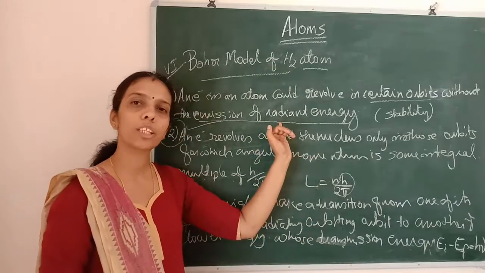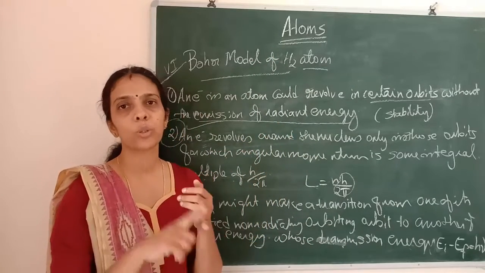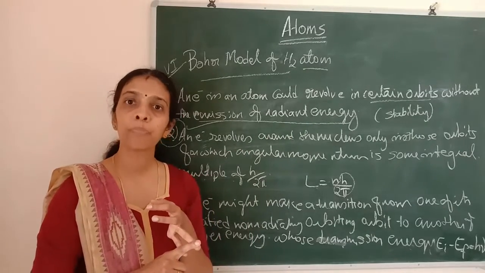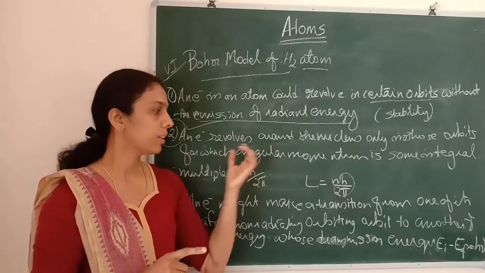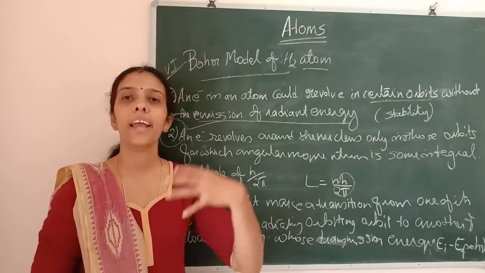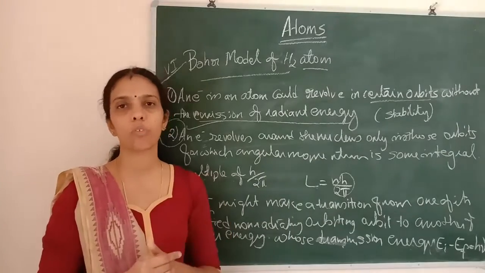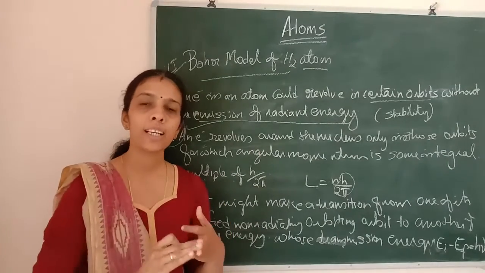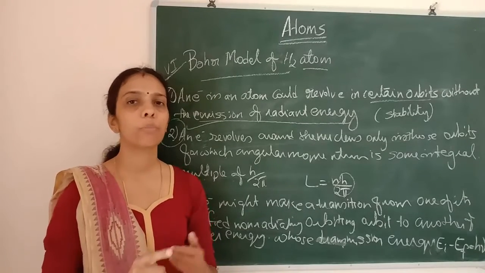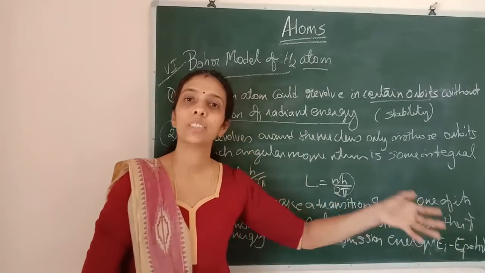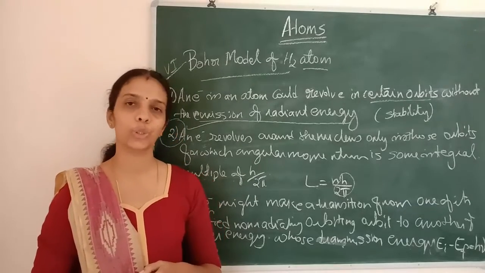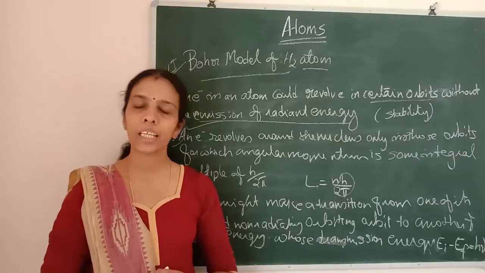So the first postulate is about the stability of the electron in a specified orbit without losing radiant energy. The second one states the quantization of orbit: the electron exists in an orbit whose angular momentum is equal to nh by 2 pi, which are the multiples of h by 2 pi. In the third one, it will lose energy and come to the lower orbit. By losing energy, it loses an amount equal to the energy of the photon, E_i minus E_f equals h nu. So be clear on these postulates. All these are very important.